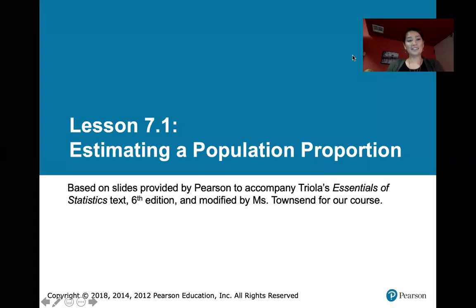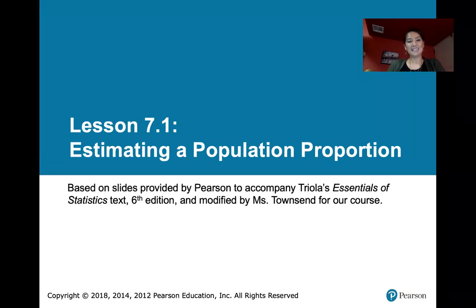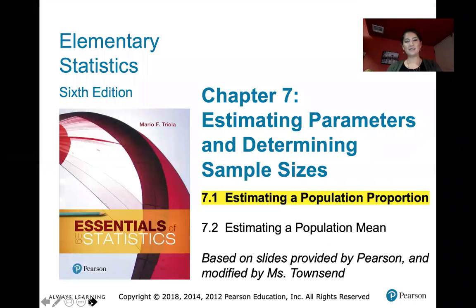In this video, we discuss lesson 7.1, which is about estimating a population proportion. These slides are based on slides provided by Pearson to accompany our textbook and modified by me for our course. This is the first lesson and one of two lessons from chapter 7, which is about estimating parameters and determining sample sizes from Essentials of Statistics, 6th edition by Mario Triola.